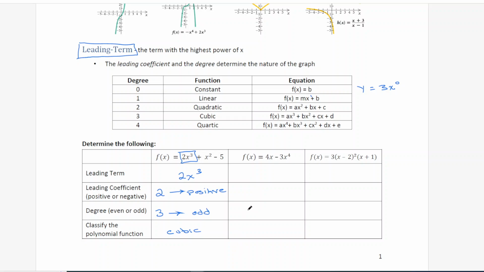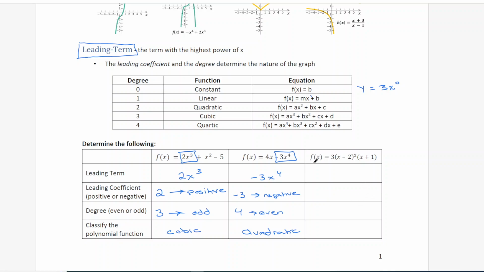All right, why don't you pause the video and try this one. So for this one, they tried to trick you by putting the terms not in descending order of power. So this is your leading term. It's negative 3x to the 4. The leading coefficient is negative 3, which is a negative number. The degree is a 4, which is an even degree. And because it's a 4, we will call it a quartic function.